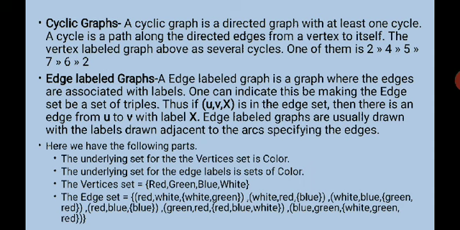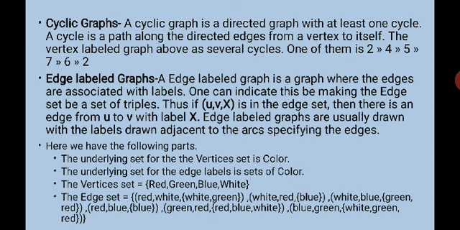Then you have the edge label graph. What's an edge label graph? An edge label graph is a graph where edges are associated with labels. So each edge will have a label on it. We can indicate this by making a set of triples like u comma v comma x, right? So there's an edge from u to v, and the label on that is x, right? So u and v are vertices and x is the label on that.